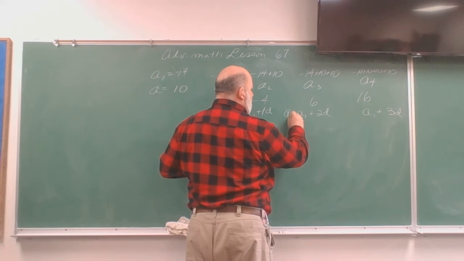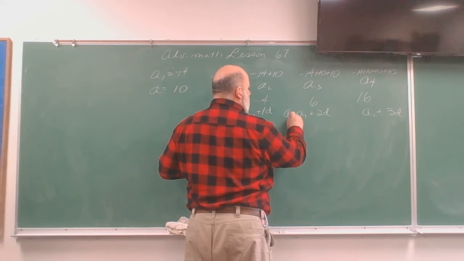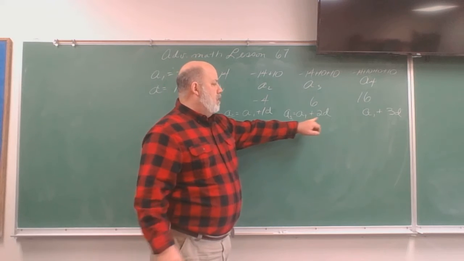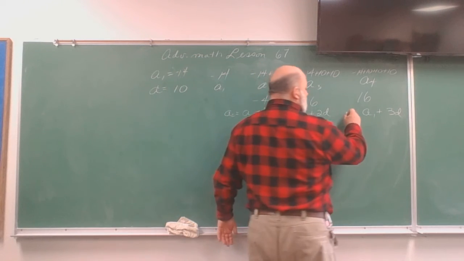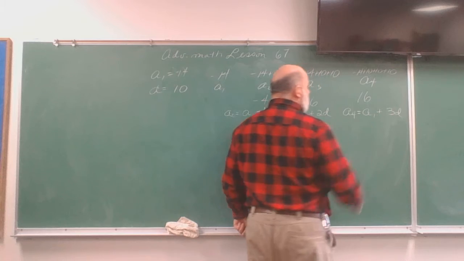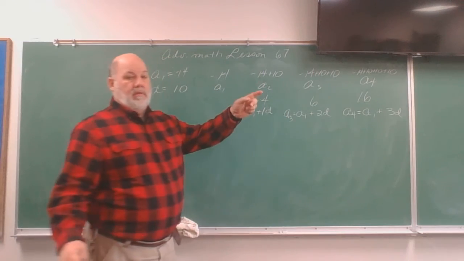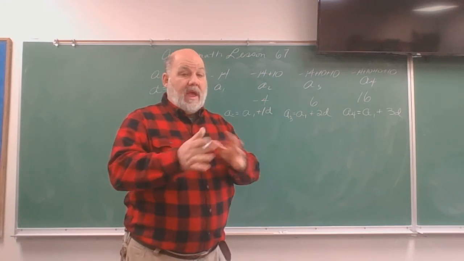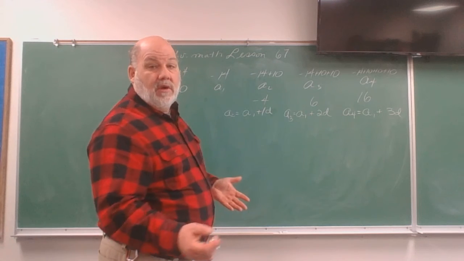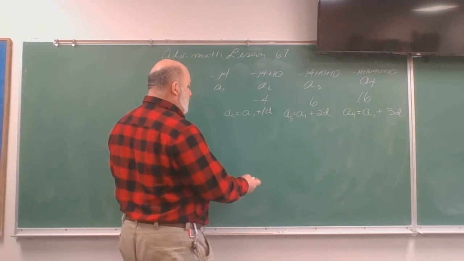A sub 3 equals a sub 1 plus 2d. A sub 4 equals a sub 1 plus 3d. From this pattern, I bet I could figure out the 17th term if I wanted to.